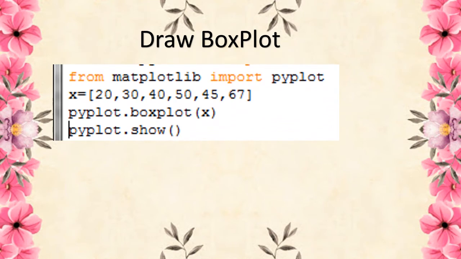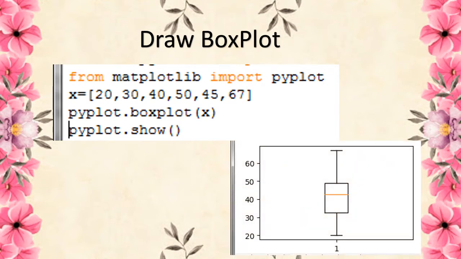And next, a simple box plot, how to draw. You have to import the pyplot method from the Matplotlib library and assign the data to x. Then just pass x into the boxplot method, and using this method we can see the graph like this. So the box plot will come like this.